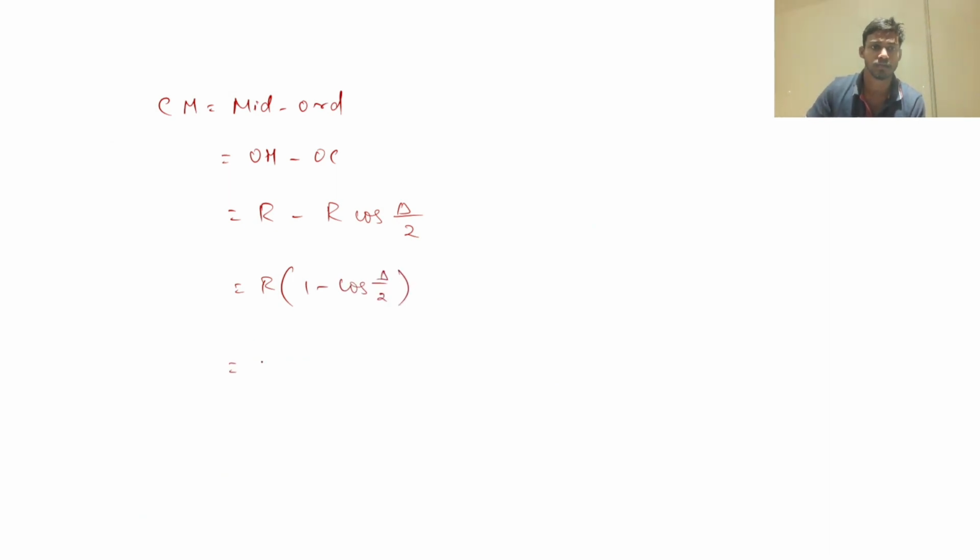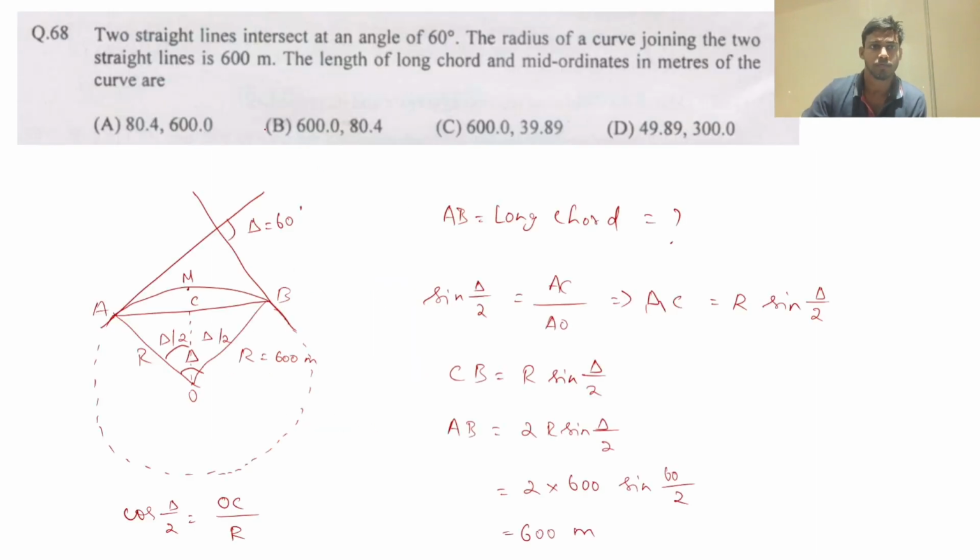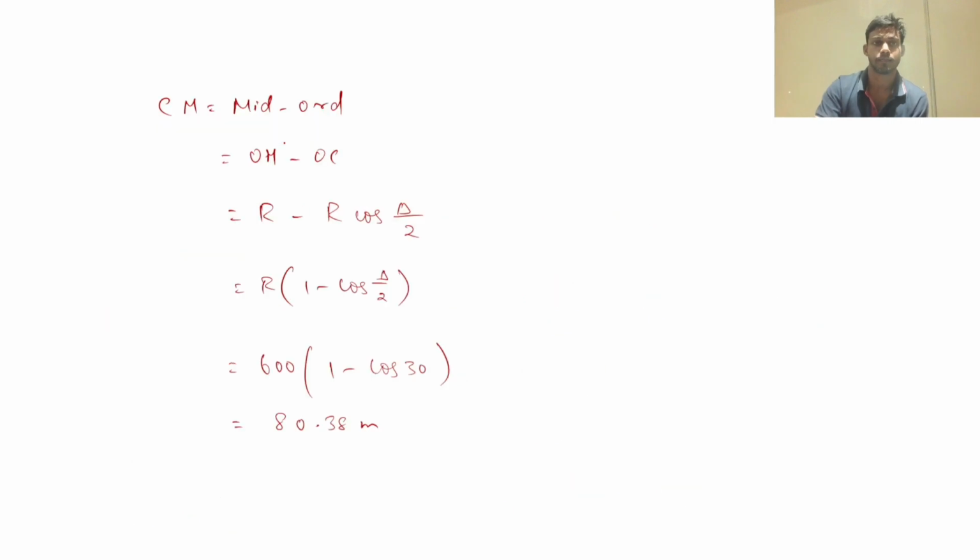R is equal to 600, minus cos 30 degree. So 60 by 2 is equal to 30 degree. So cos 30 is root 3 by 2, which is equal to 0.866. So 1 minus 0.866 times 600 is equal to 80.38 meter. Option B is the right answer.